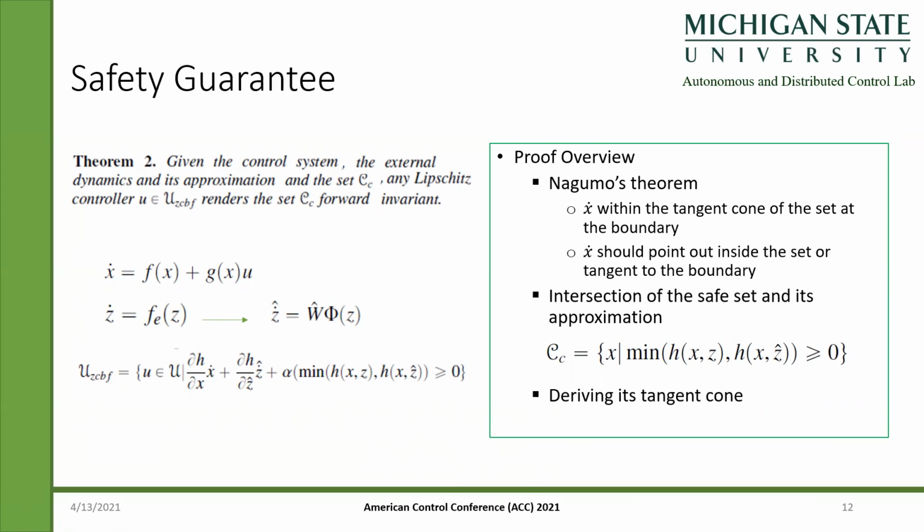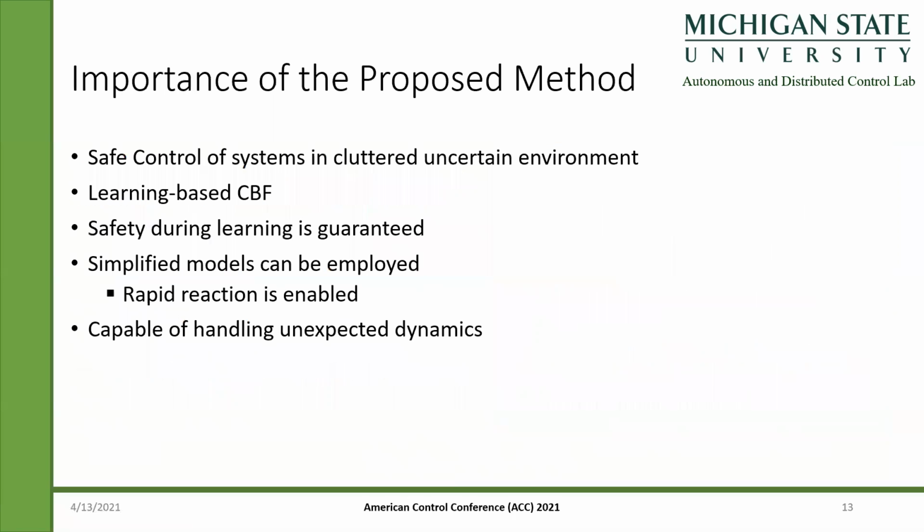The overall overview of the proof is that we use Nagumo's theorem. Based on this theorem, X dot should be within the tangent cone of the safe set at the boundary, which means X dot should point inside the set or be tangent to the boundary in the worst case. So we find that intersection, derive its tangent cone, and show that if we use this proposed barrier function, that intersection set is forward invariant.